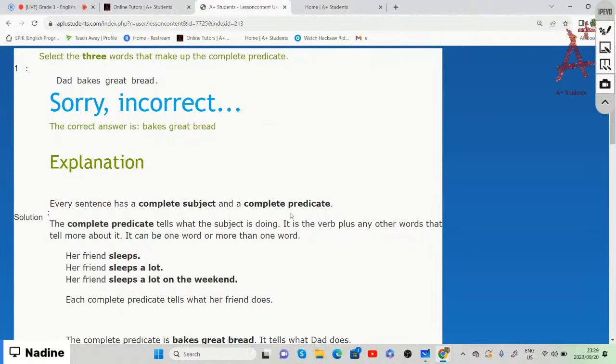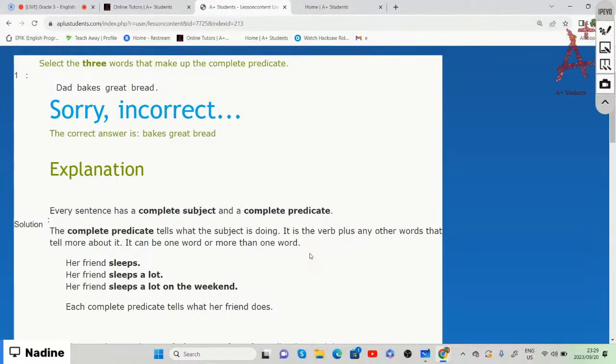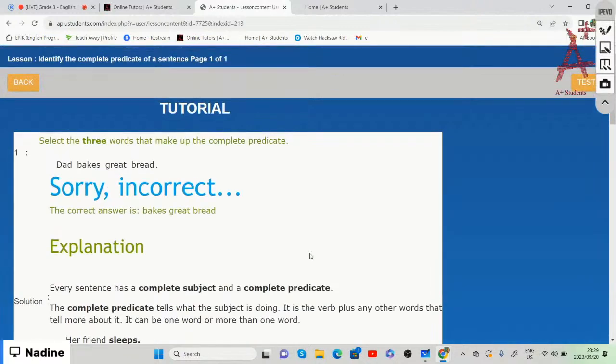So the complete predicate tells us about the subject. A predicate is the verb plus any other words that tell us more about it, or any other words that give us more information about the noun.